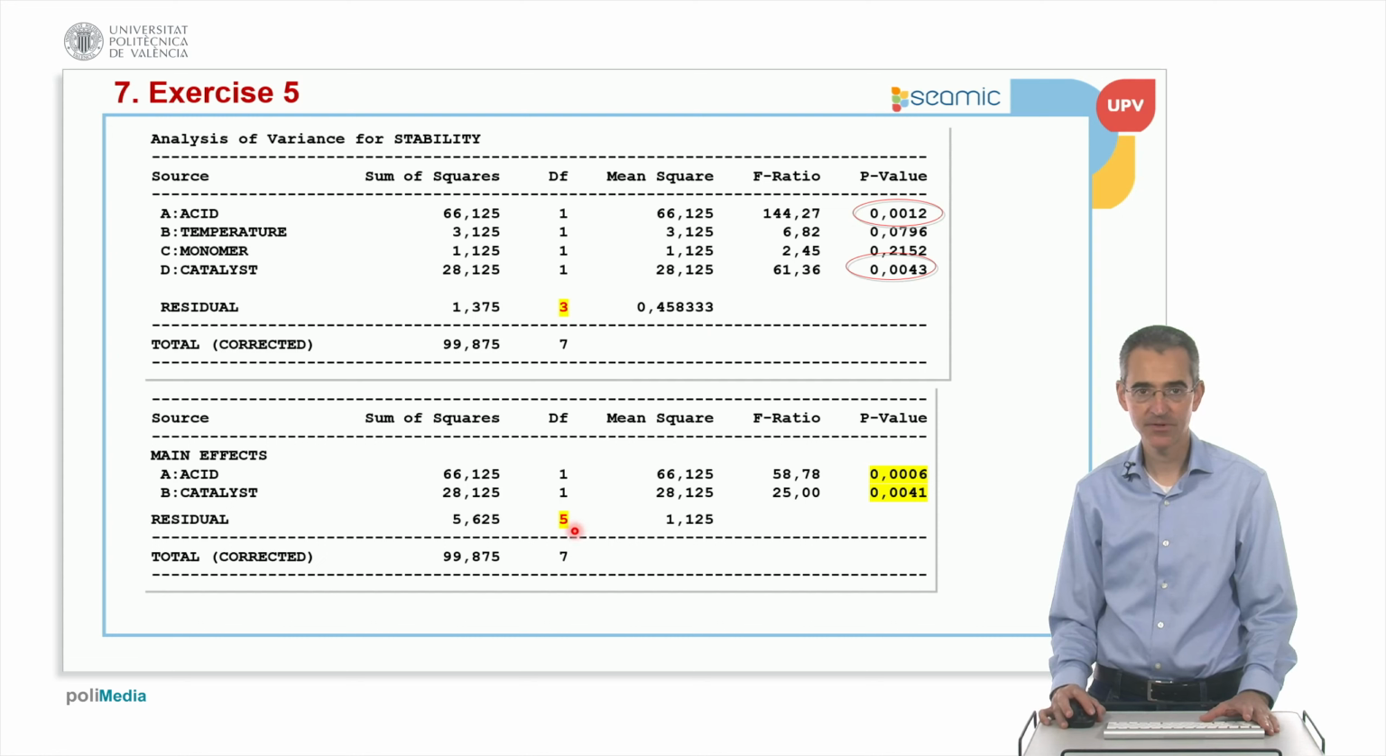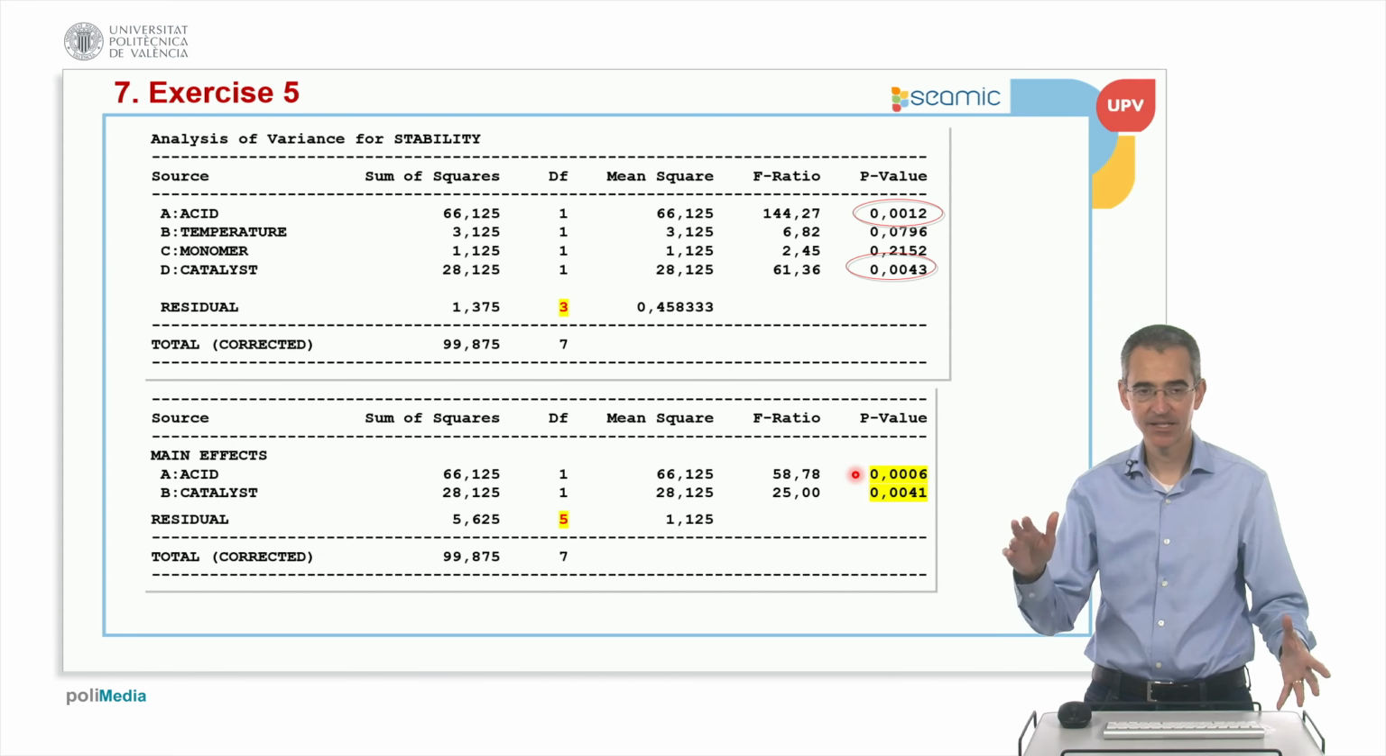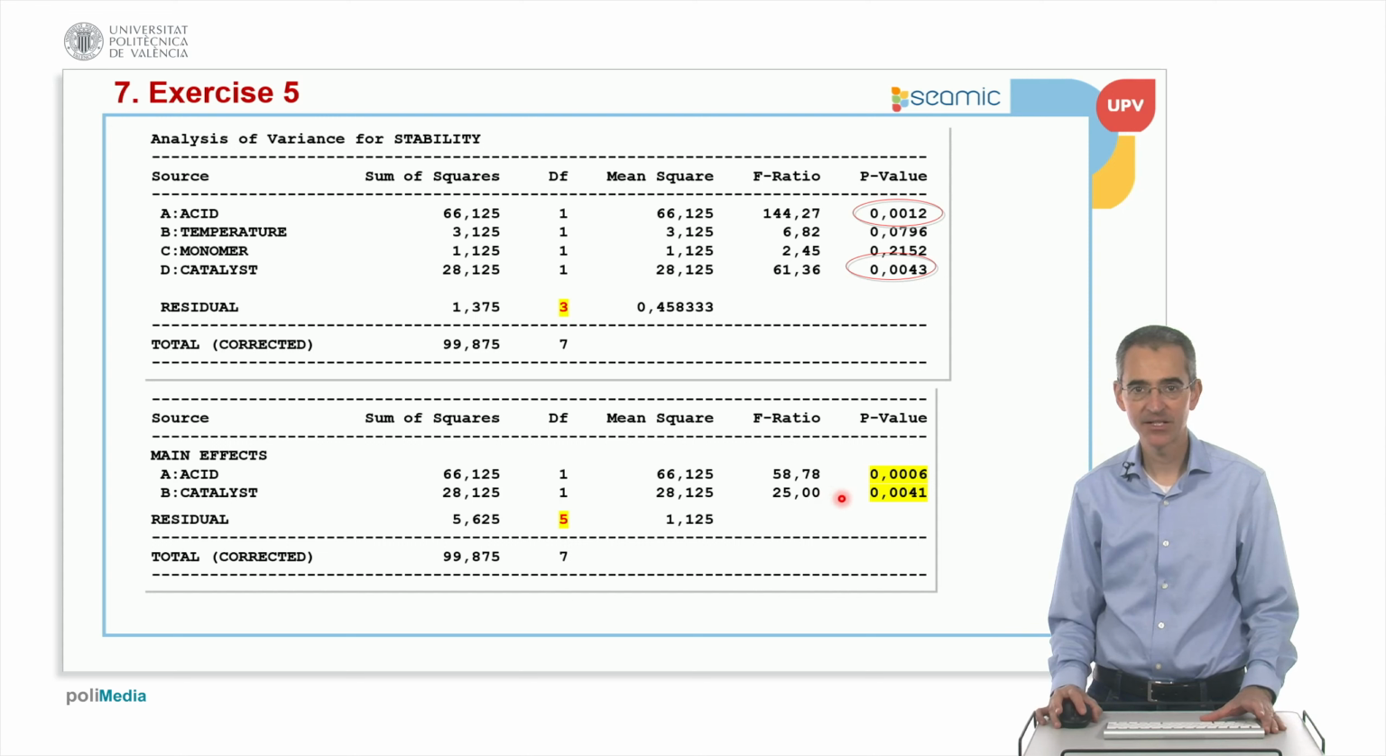Now we have 5 degrees of freedom in the residual, which is enough, and then we get that the p-value for acid and catalyst is much lower than 0.05, so we say that the simple effect of both factors is statistically significant, which means that we reject the null hypothesis in both cases. This means that the average of acid at the population level will be different from the lower to the higher level, and the same for the average of the response variable, which will be significantly different at the population level if we compare the higher level versus the lower level of the catalyst.